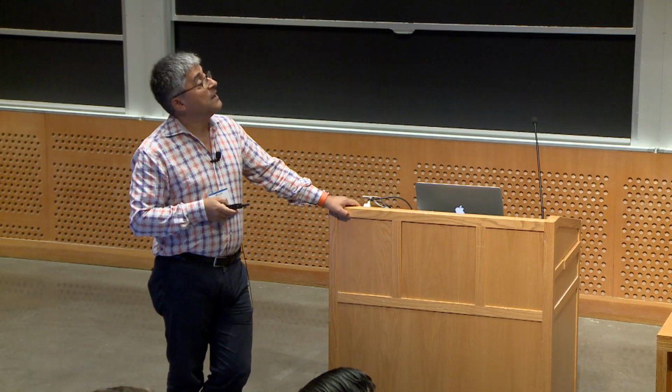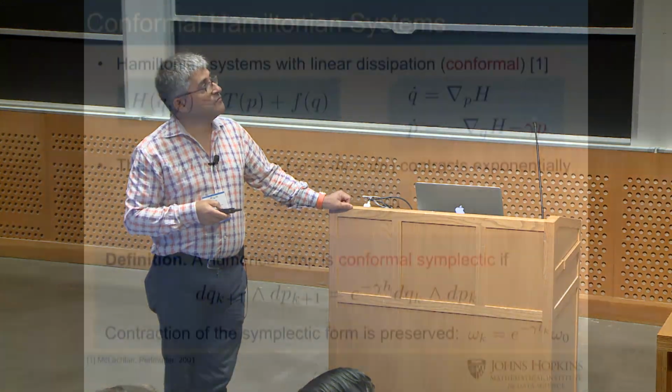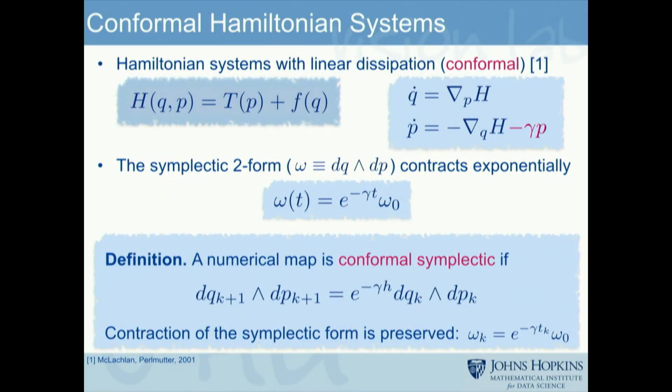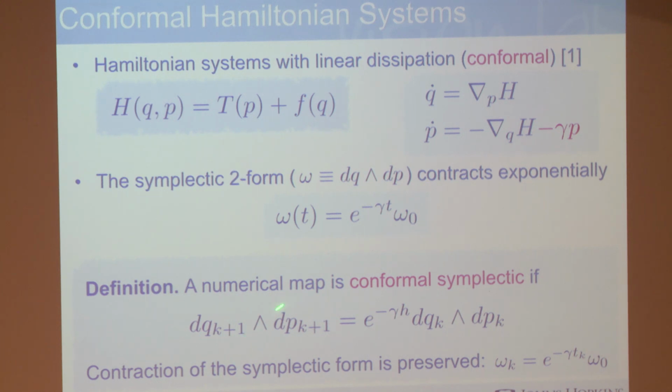So there is this notion of being conformal symplectic, which really means the following. We're going to take these continuous equations and discretize them. So here's what you see. Q of k plus 1 is a discretization of q. Likewise, p of k plus 1 is a discretization of p. The idea is that the symplectic form in the discretization is also going to satisfy identically the same equation as in the continuum.